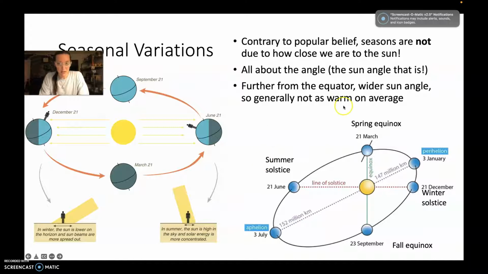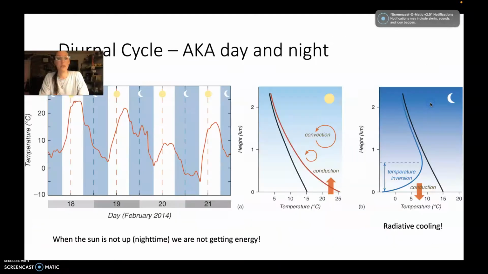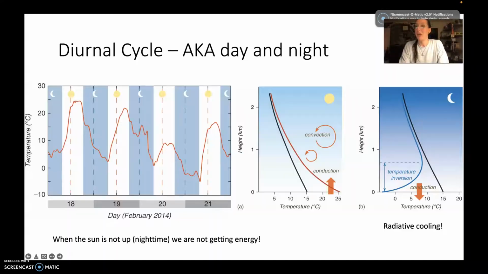Then, speaking of the sun, we have our diurnal cycle. This is simply the idea that the sun is not up for 24 hours a day, for the most part, at least in our neck of the woods, right? We tend to have a day and night cycle. So during the day, the temperature increases, and then once the sun goes down, the temperature tends to decrease, and that's what we're looking at here in this graph.